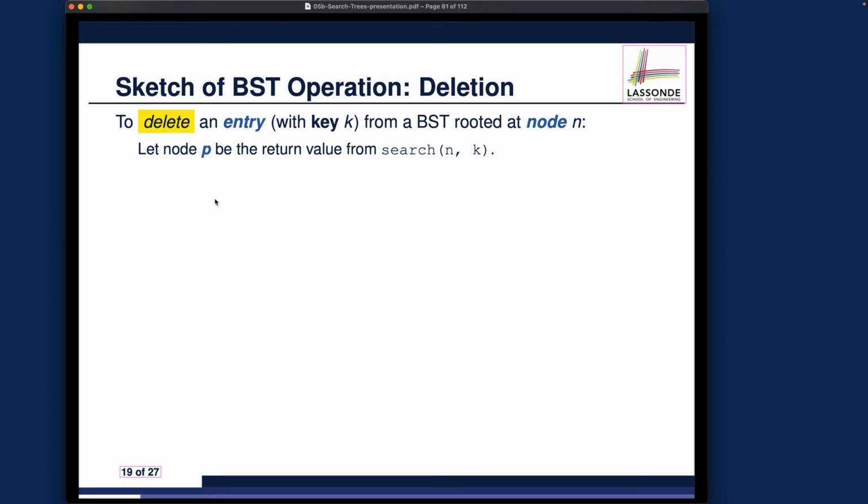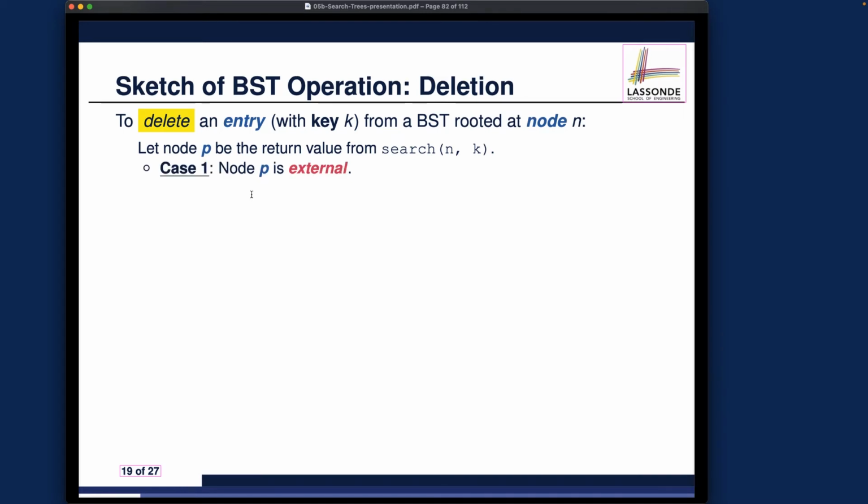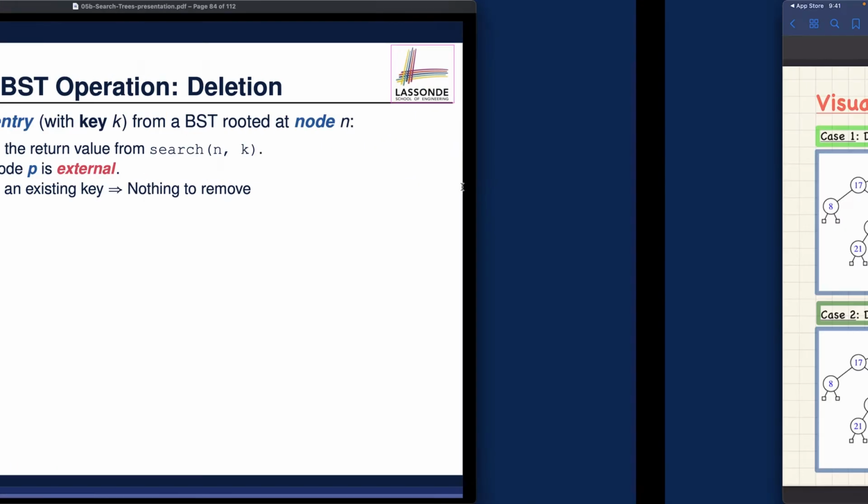Let's talk about the 4 different cases. Case number 1: what if the node P is actually external? What does it really mean? That would mean the key given as the input doesn't really exist in the tree. In that case, do we have anything to delete? Well, no. The key does not exist, so there is nothing to remove. That's the first case. Very straightforward, but it's still worth illustrating quickly.